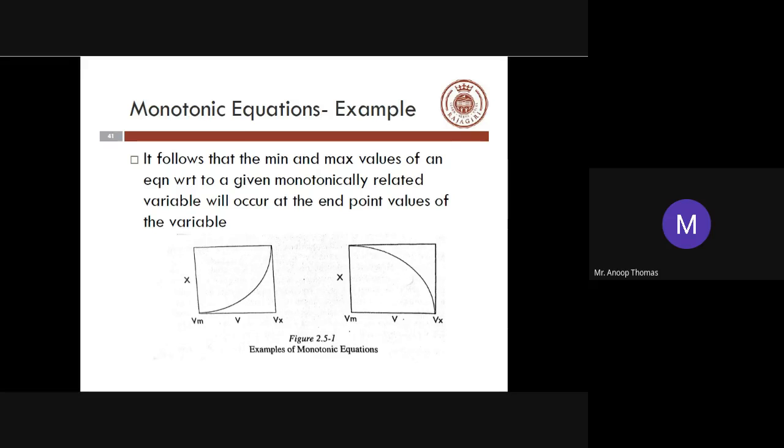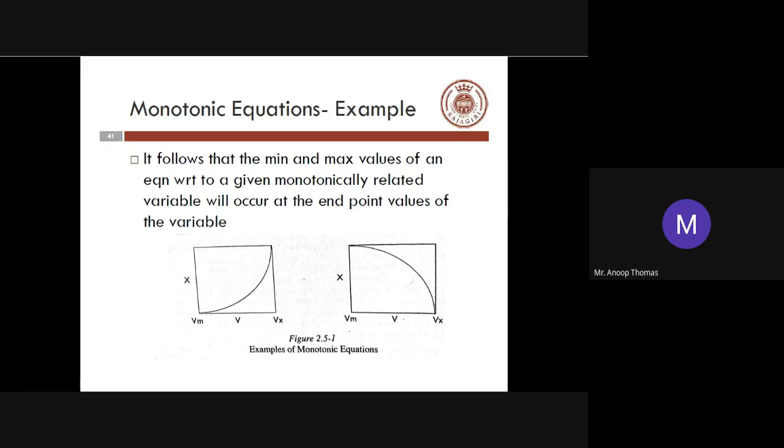So x also takes the minimum at Vm and the maximum at Vx. That's here. Vm and Vx are the variable limits. X takes the maximum value at Vm and the minimum value at Vx, but the points remain the same. We get the minimum and maximum at Vm and Vx.